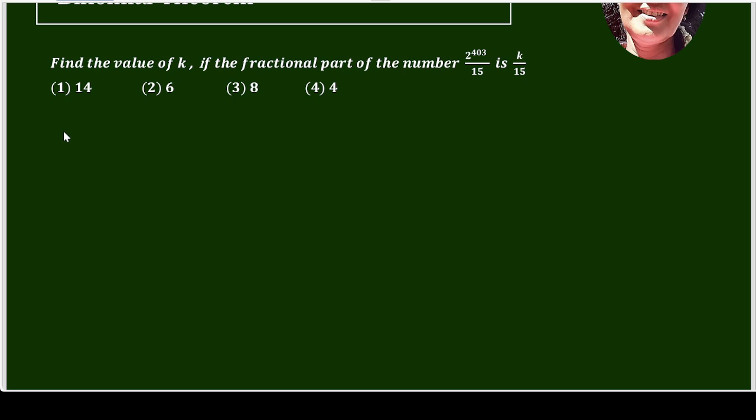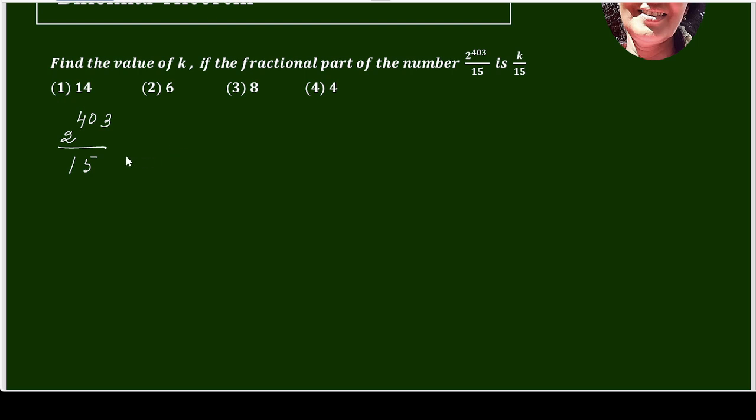So 2 power 403 over 15, we have to find its fractional part. That means we'll check out the quotient when it is divided.